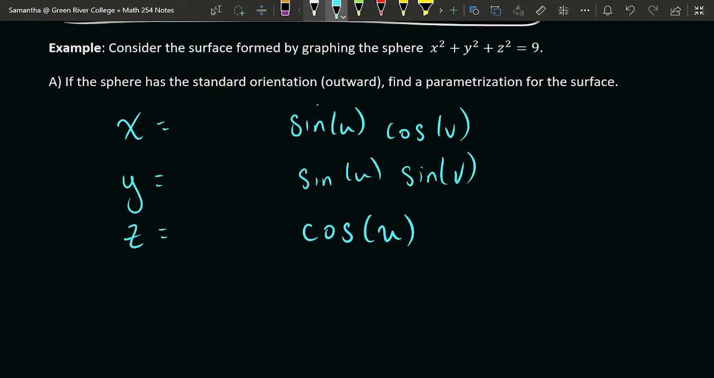But that was for a sphere of radius 1. That was for the case that rho was equal to 1. And that's not what we want here. In this particular case, we want our sphere to have a radius of 3 to match the radius that we are given in this Cartesian equation. So to that end, I'm going to try the following parametrization. I'm going to try one where I multiply by the radius of rho equals 3 in each component.